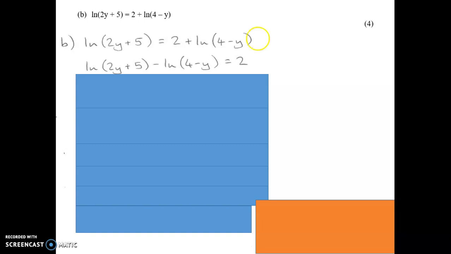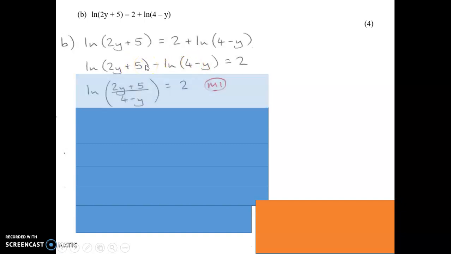We've then got a natural log minus another natural log, and hopefully from your laws of logs you remember that if you subtract one log from another, then it's actually the same as doing the log of the quotient of the two. So we've got ln of 2y plus 5 over 4 minus y on the left. And at this point we've now got a ln on its own equal to a number. It's now that we can take e to the power of both sides.